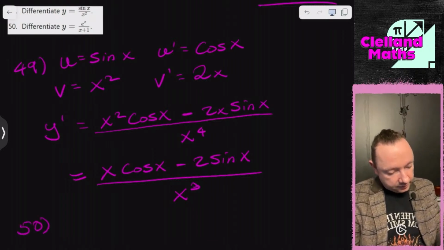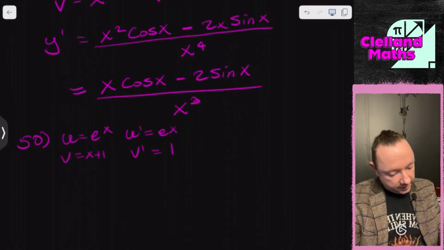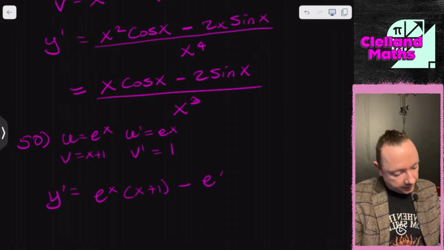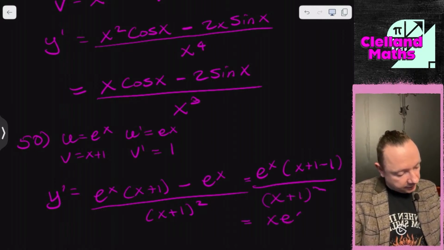Number 50. u is e to the x, u dash is e to the x, v is x plus 1, and v dash is just 1. So that's going to give me v u dash, e to the x, x plus 1, minus u v dash, which is e to the x, over x plus 1 squared. e to the x, x plus 1 minus 1, common factor there. So that's just x e to the x over x plus 1 squared, which is quite elegant as well.